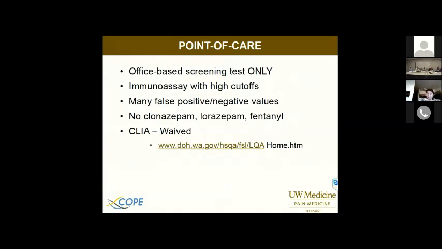Point of care is office-based screening only. It's an immunoassay with high cutoffs. One of the hallmarks is there are many false positives and negatives. In fact, there were so many in the 2 types that we used, we stopped using it because we weren't able to make any reasonable clinical decisions based on it. You won't get benzodiazepines and you won't get fentanyl on the point of care tests. And it's something called CLIA waived.